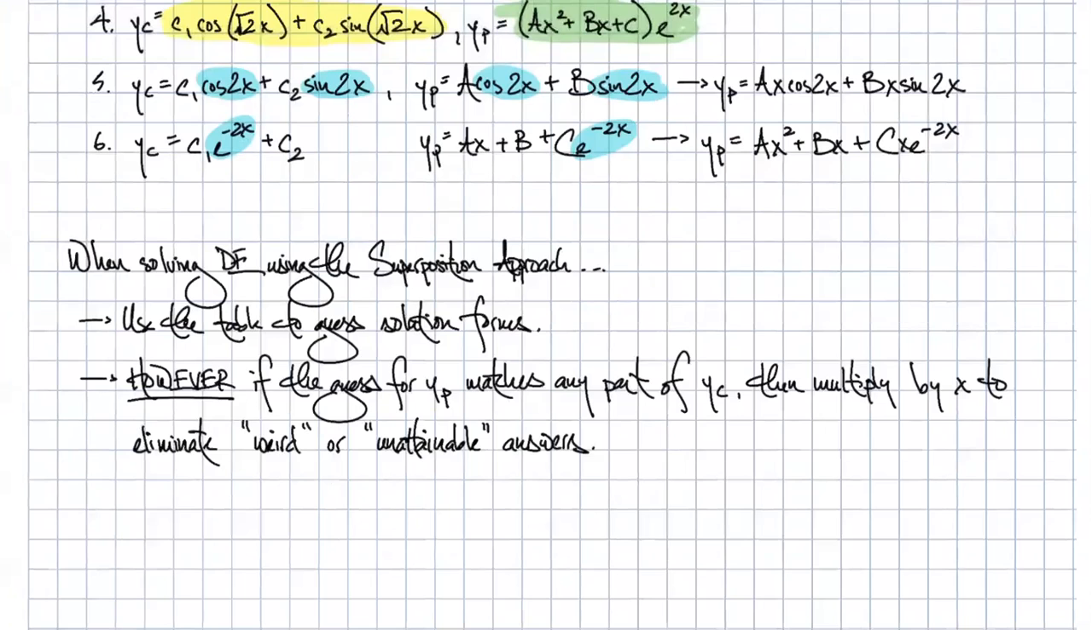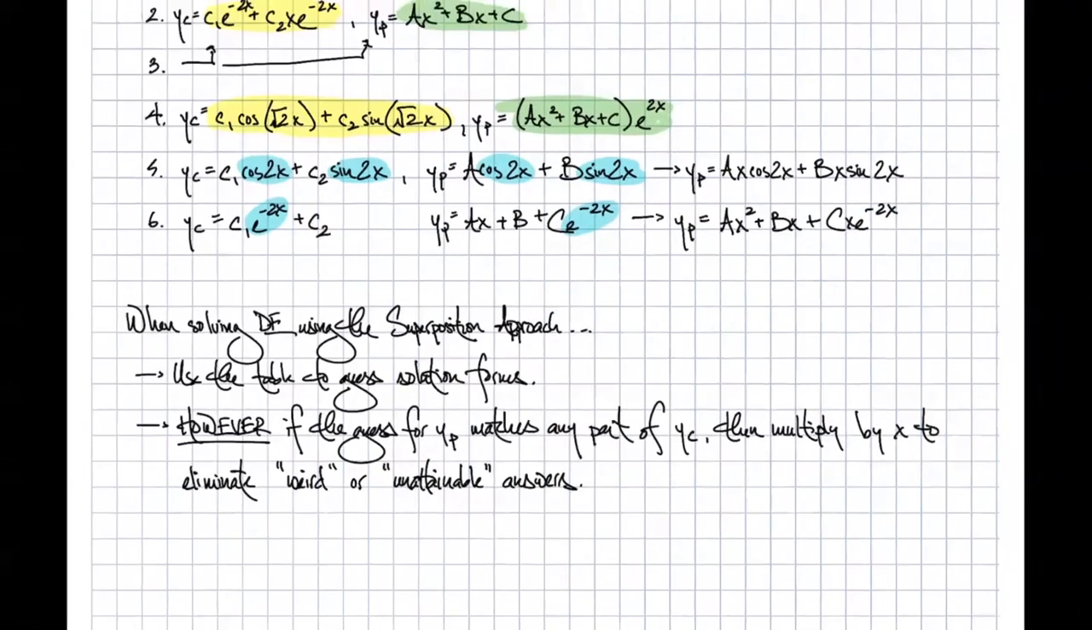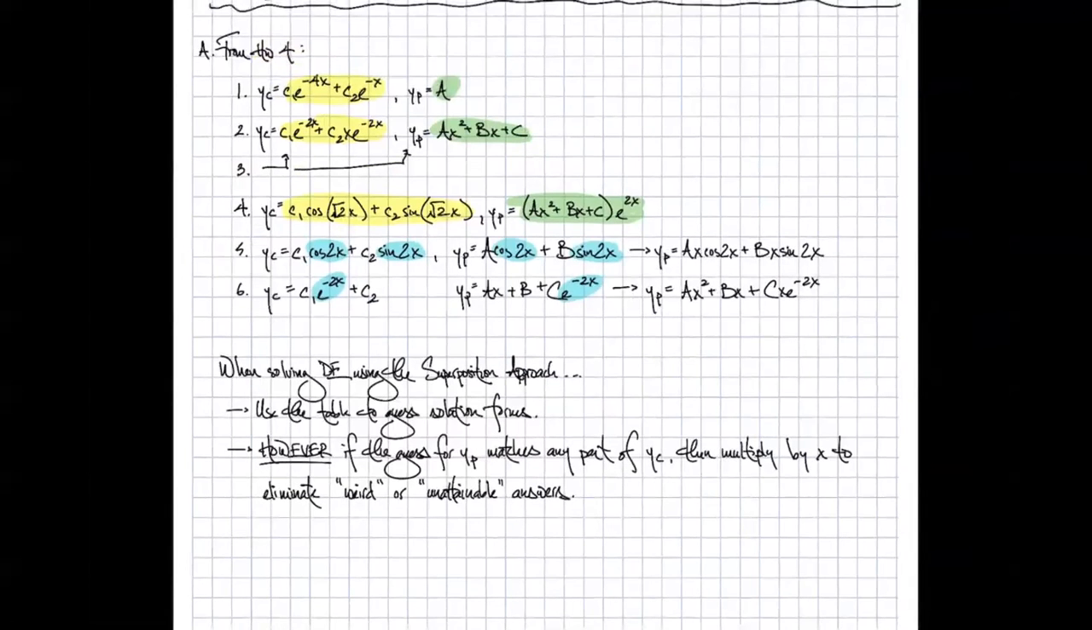Okay, so when you're solving differential equations using the superposition approach, if we look back over the first 5 homework questions, we can see that in the first 4, the y sub c and the y sub p did not share any terms, so we didn't have to do anything. However, in examples 5 and 6, they did share some terms, right? 5 shared all the terms, 6 shared only one of the terms, but in both cases, we had to multiply by x to eliminate any weird or unattainable answers, okay?